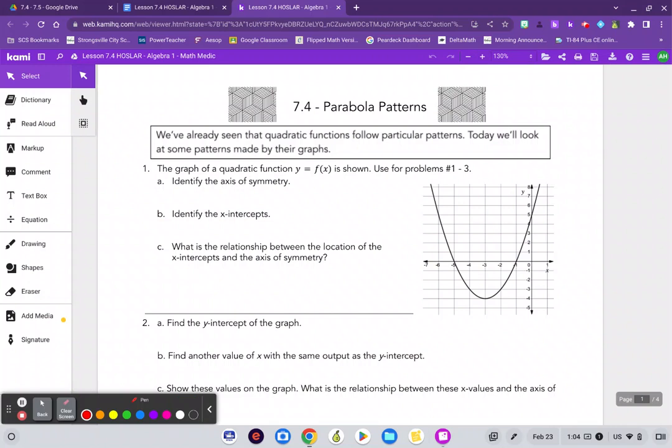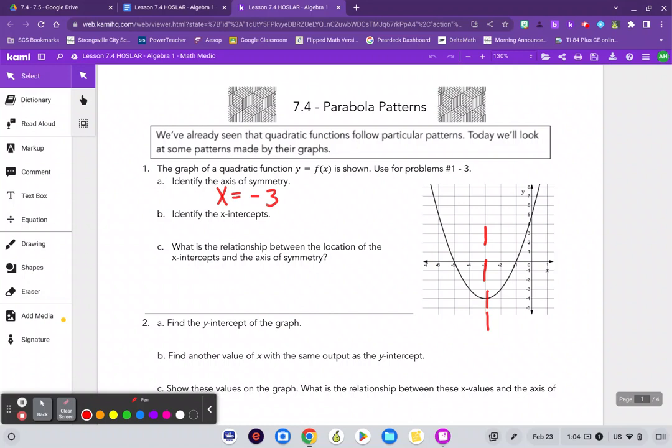If you recall, the axis of symmetry is this vertical line that cuts right through the vertex, okay? And we're cutting through the x-axis. It's an x value, so we write x equals. And I'm cutting through the x-axis at -3. And so my axis of symmetry is x equals -3.